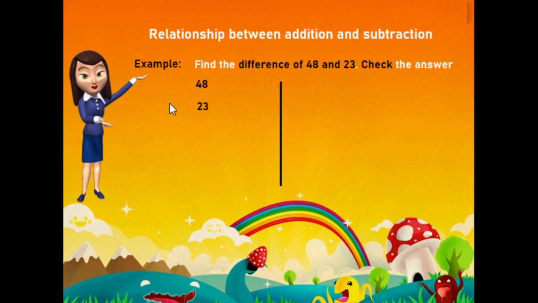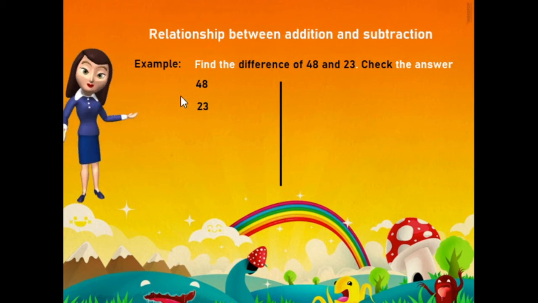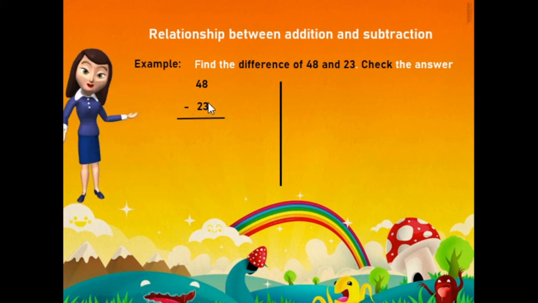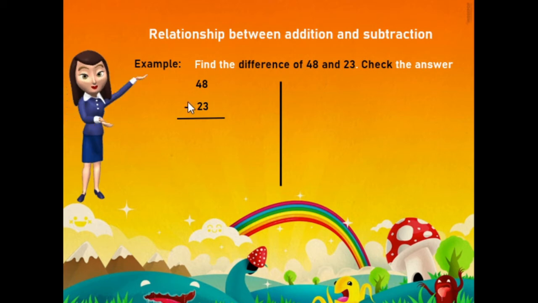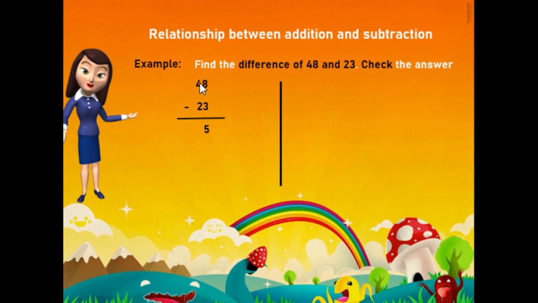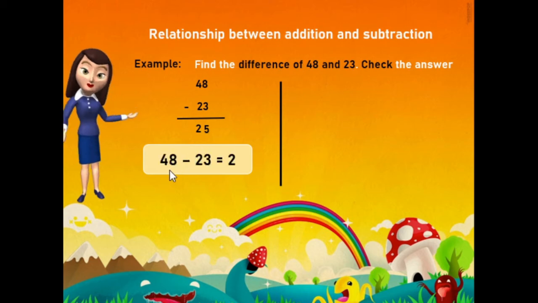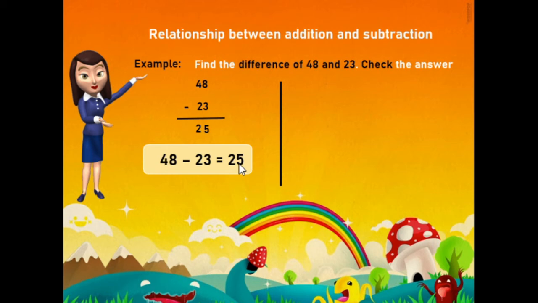48 minus 23. Start subtracting at the rightmost place. 8 minus 3 equals 5. 4 minus 2 equals 2. 48 minus 23 is equal to 25.